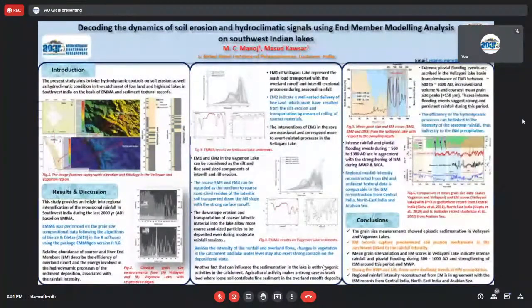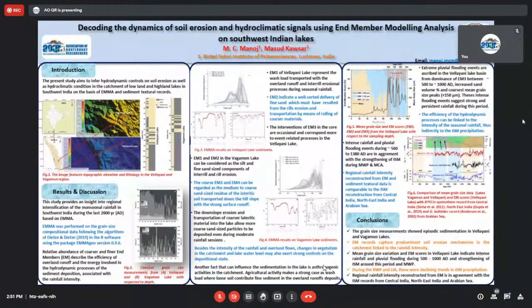the sediment textural parameters from these 2 lakes exhibit significant fluctuation throughout the core. So this study provides an insight into the regional intensification of monsoon rainfall in southwest India during the last 2000 years AD. The end-member modeling analysis was performed on the grain size compositional data following this algorithm that we used, the R software package.